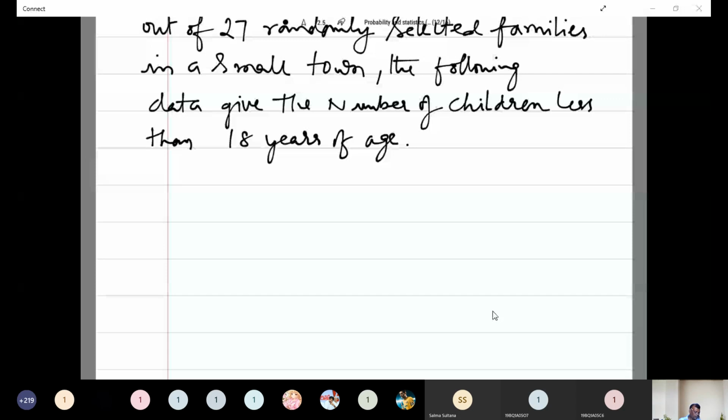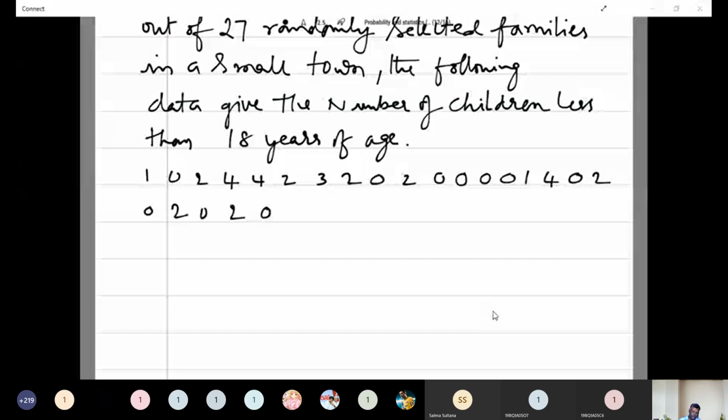Note down the data: 1, 0, 2, 4, 4, 2, 3, 2, 0, 2, 0, 0, 0, 0, 1, 4, 0, 2, 0, 2, 0, 2, 0, 2, 3, 2, 1, 2, 2. Note down all of these values.